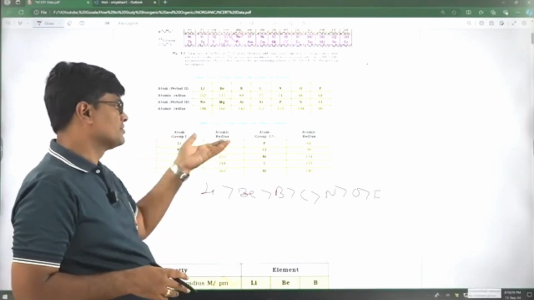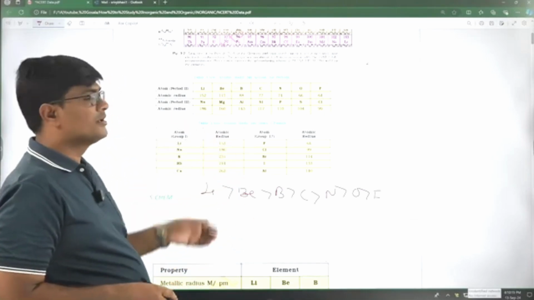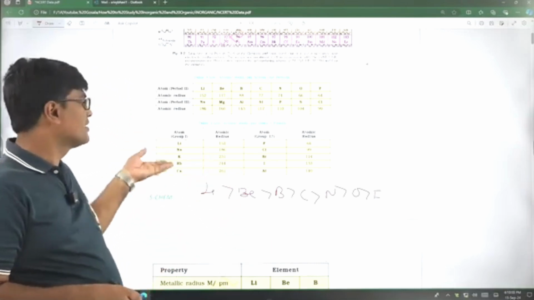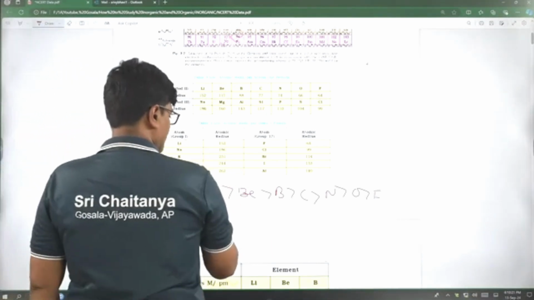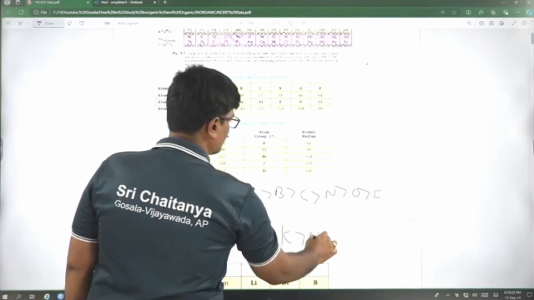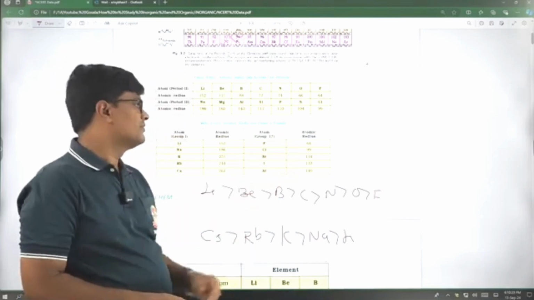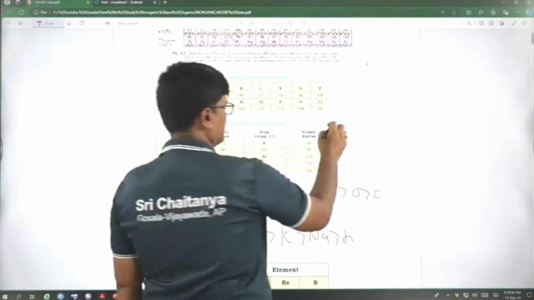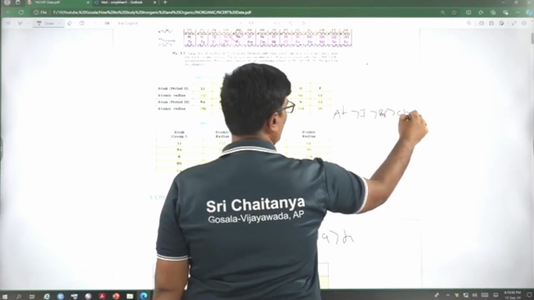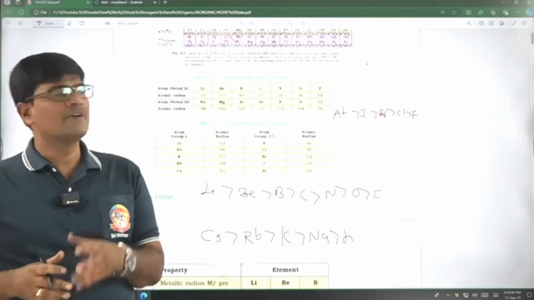Next table, suppose this is about down the group, what happens to atomic radii. Look at there, here down the group atomic radii increases. In alkali metals, the atomic radii increases. Here the trend is cesium greater than rubidium greater than potassium greater than sodium greater than lithium. Similarly, in case of halogens, we have astatine greater than iodine greater than bromine greater than chlorine greater than fluorine. So down the group atomic radii increases. Like that, we have certain trends.